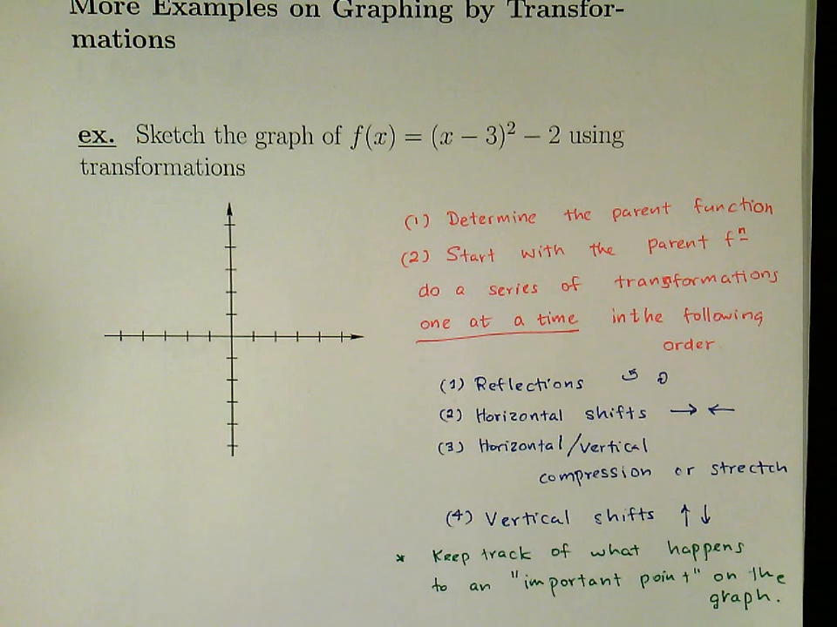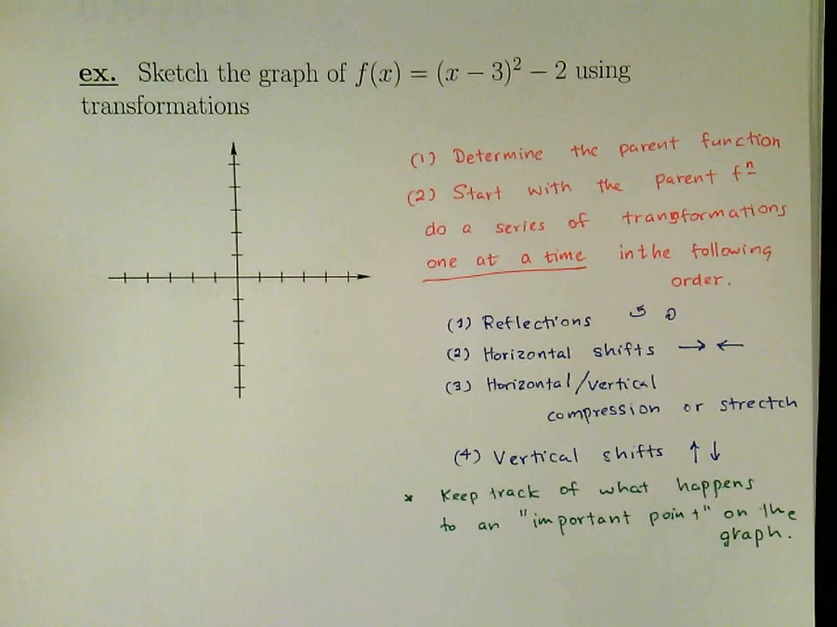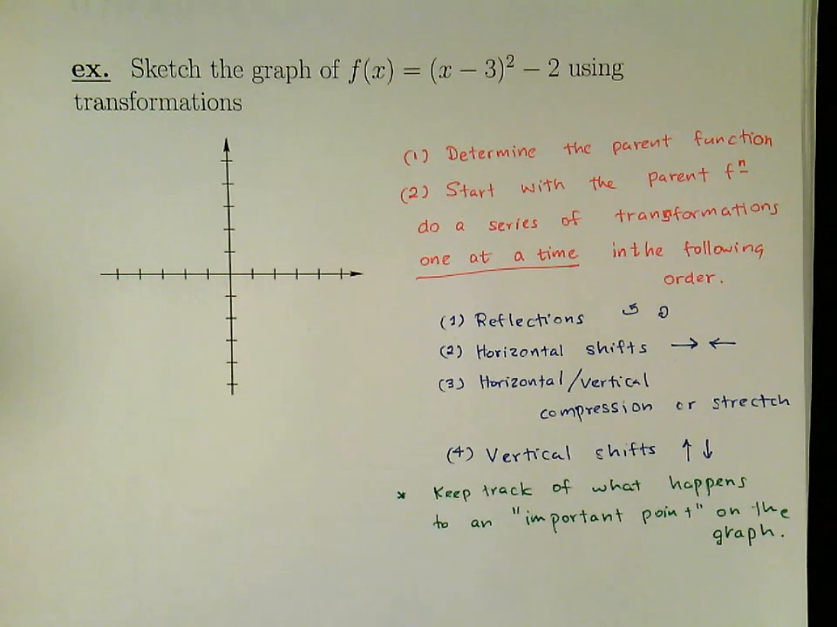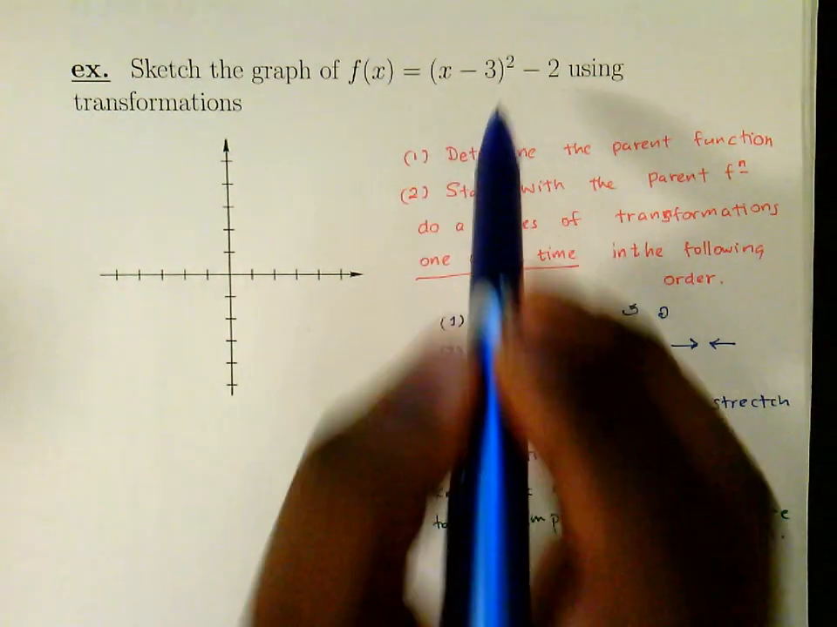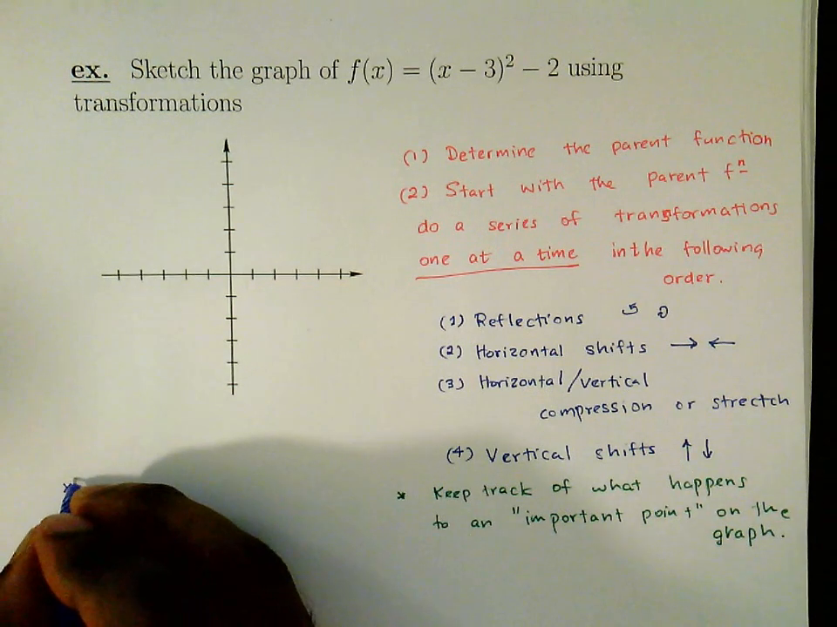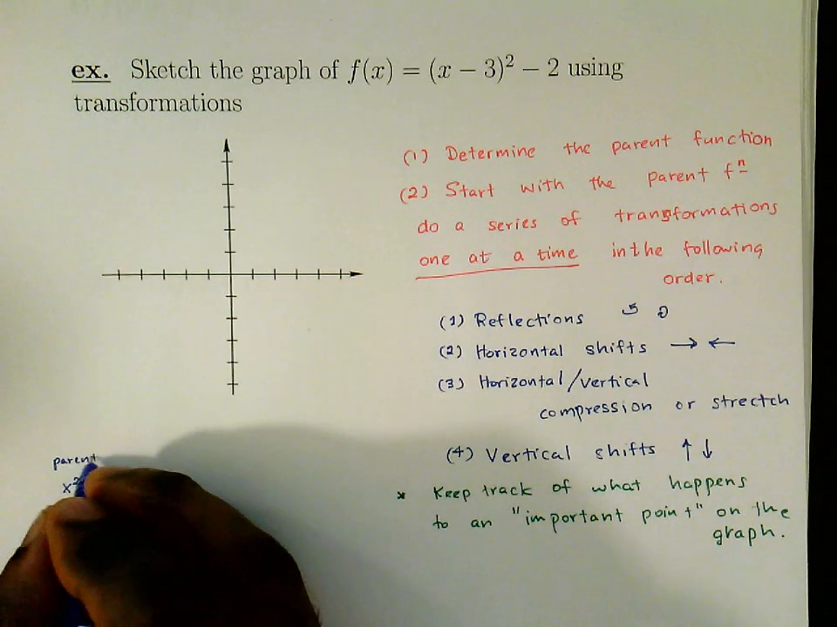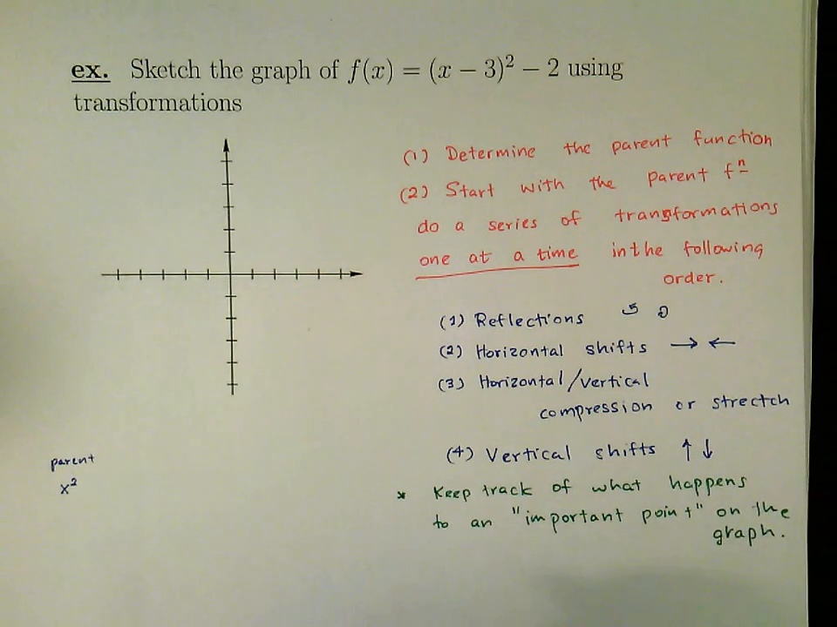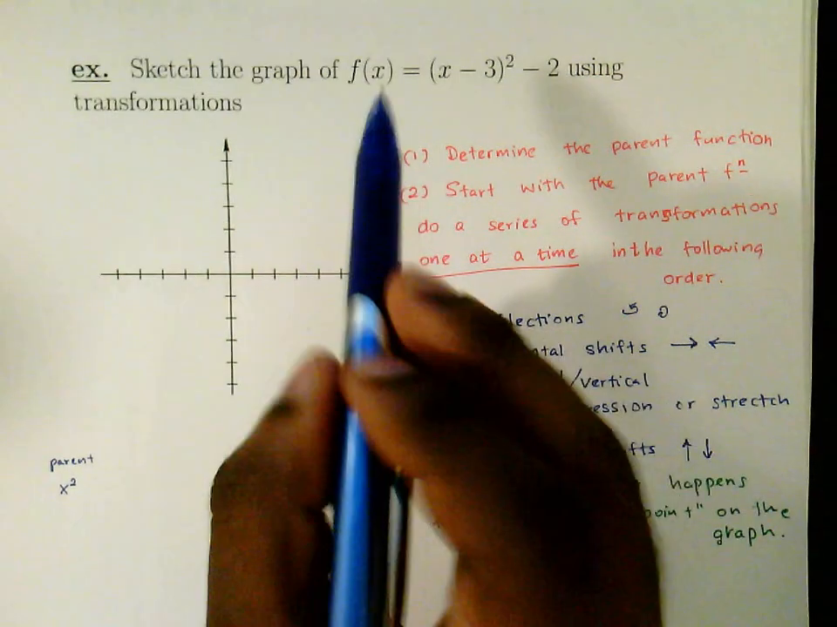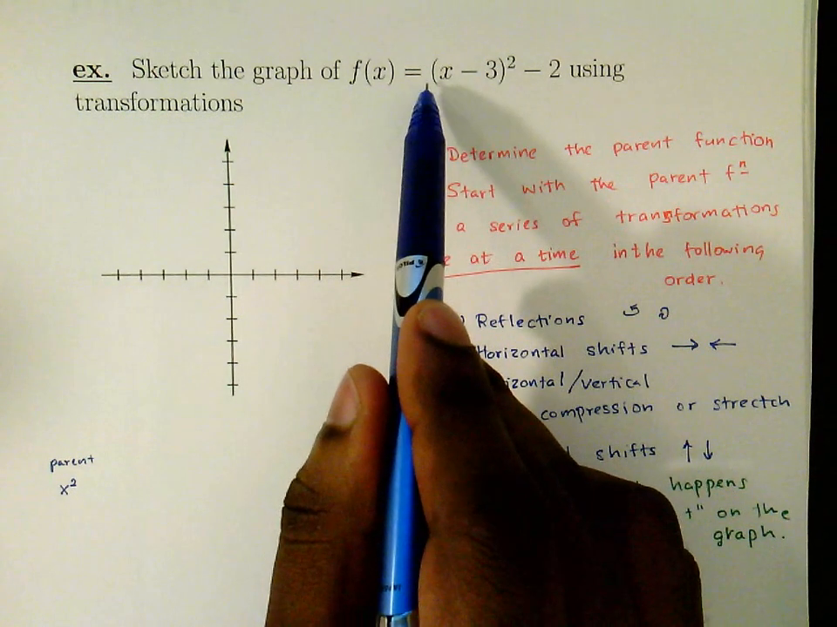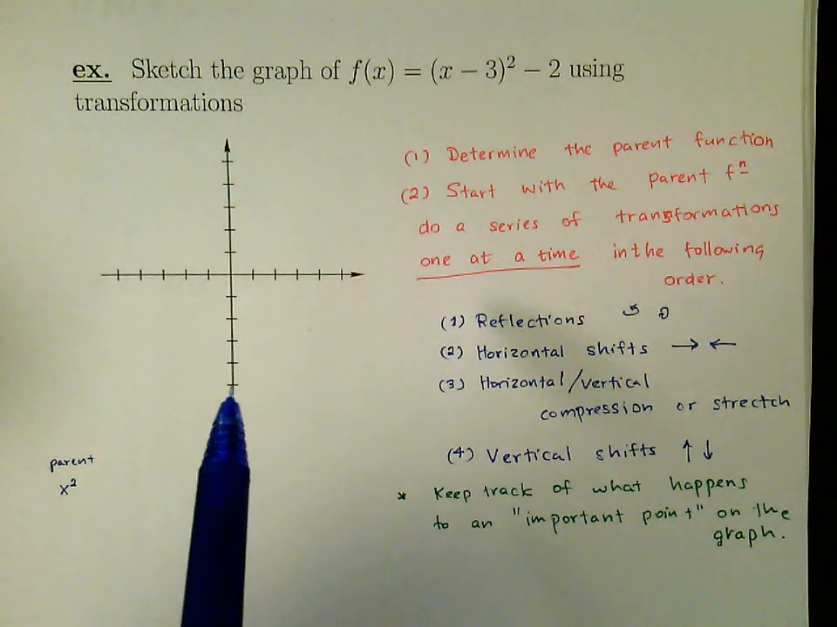So let's do this example and see how we use this. Okay, so it's R H, reflections, horizontal shifts, horizontal or vertical compression or stretch, and then lastly vertical shifts. So let's find the parent function. Well, the parent function, as you can clearly see, is x squared. Okay, now let's do a set of transformations. So there are no reflections, there are no negative signs in front of x or in front of the function.